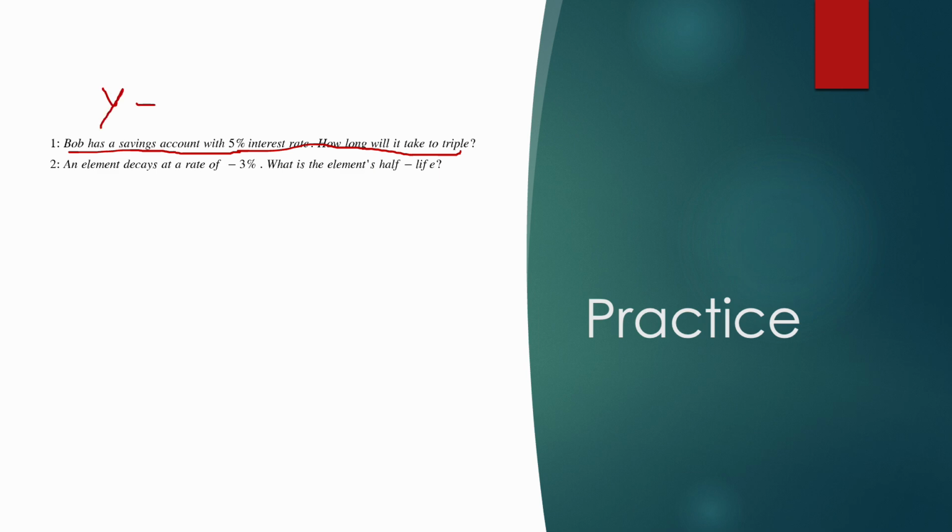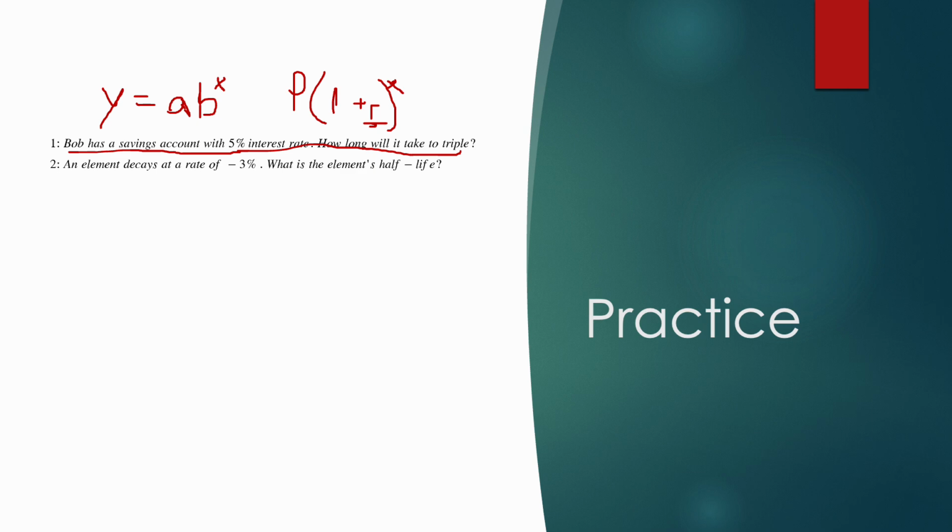You can use y equals ab to the x. You can also use the deconstructed version of this that we went over, that was y equals p times 1 plus r to the x. Remember, these are the same thing, but we are adding the 5% interest rate to 1.